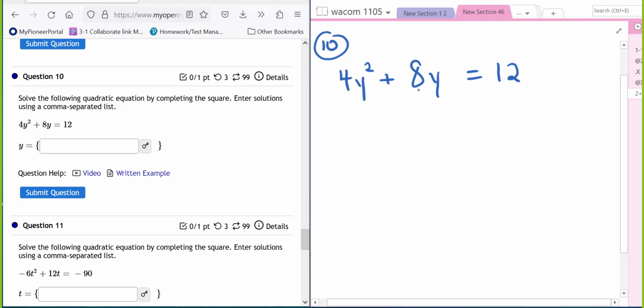All right, so first step is we have to get rid of that 4. So divide everything by 4. So 4 into 8 will go 2, and 4 into 12 will go 3. Right, and it's already set up. It has the y terms on one side. So we're going to do half times 2 is 1, square it, and that will still be 1. So that is what we're adding to both sides.